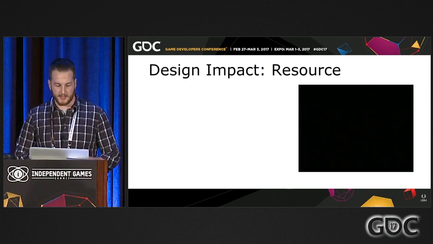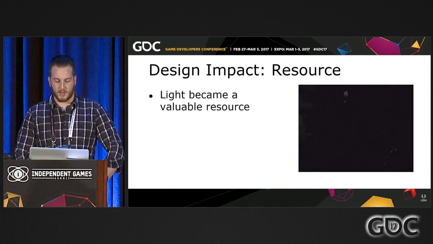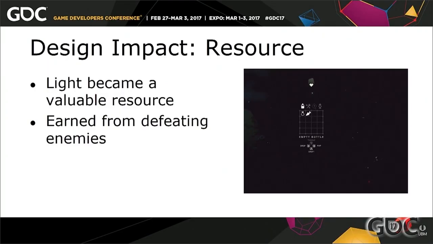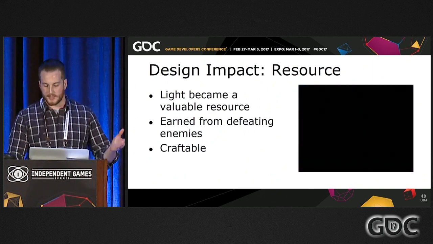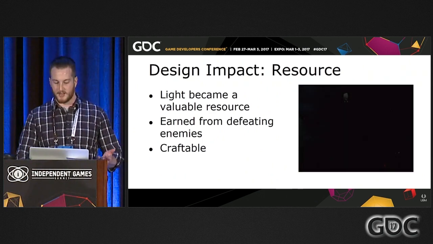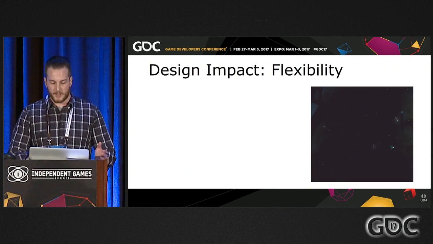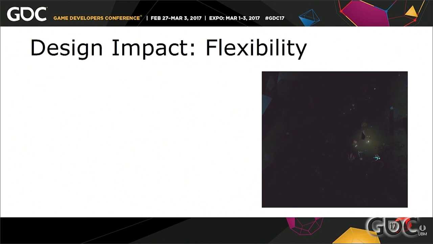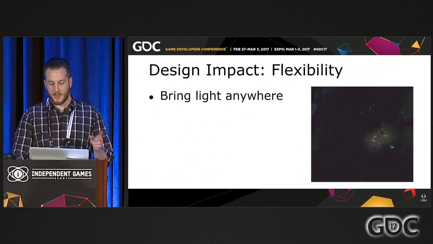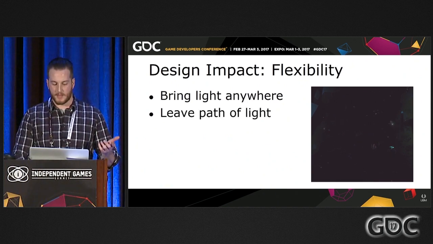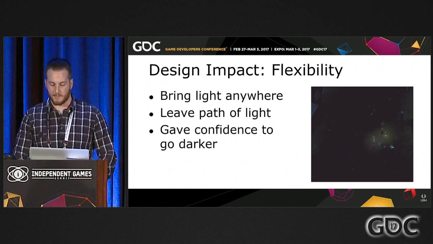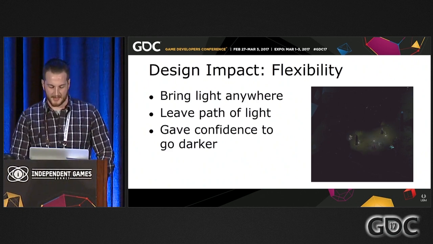So what was the impact of creating this lighting system in Below? One of the things was, as a result, light became a resource in our game. It's craftable, it's something you can create, it's something you get from defeating enemies, which allowed us to make really dark areas that, as you can see here, are almost pitch black. It also allowed us to think about what happens if the player has this control over light. Can we allow them to light up a room, essentially creating a breadcrumb path for them to follow? It gave us the confidence to make the game even darker than we initially anticipated.